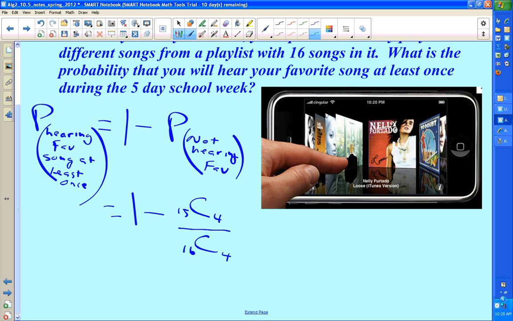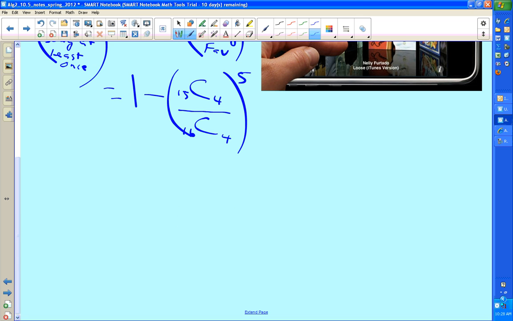Okay? How many days are we going to do this? 5. So you need to raise this to the 5th power. So the probability for Monday times Tuesday times Wednesday times Thursday times Friday subtracted from 100% is what we're looking for. So work-wise, I'm okay with you going now and saying this is going to be 1 minus, what's the number for combinations of 15 taken 4 at a time?